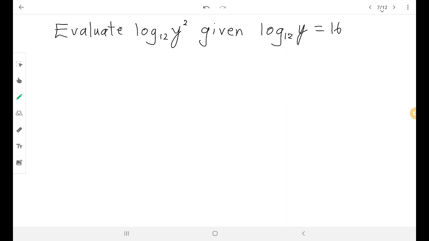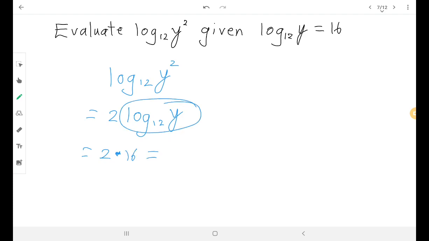We want to evaluate this given the fact that log base 12 of y equals 16. So I'm going to use the rule that I just used in the last problem, but I'm going to use it backwards. I'm going to take that power and put it out front. So the rule is that if you have something that looks like this, you can take this and put it out to the front. So this is like saying 2 times log base 12 of y, and then I can use that handy piece of information and say this is 2 times 16, because this is 16, and 2 times 16 is 32, so I get an answer of 32.